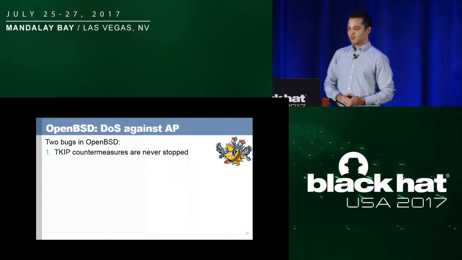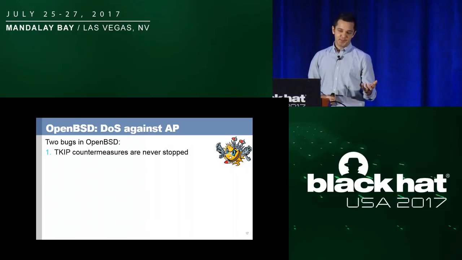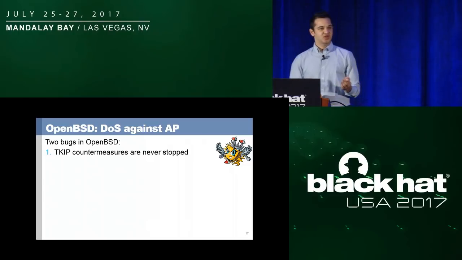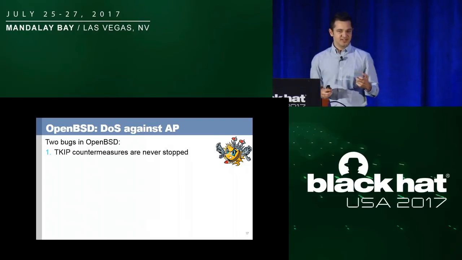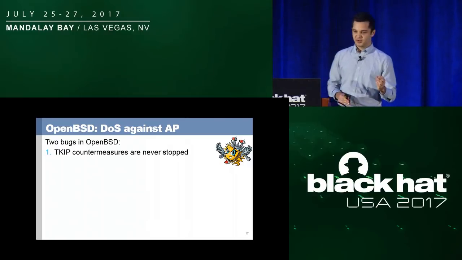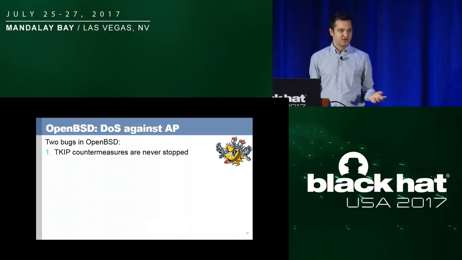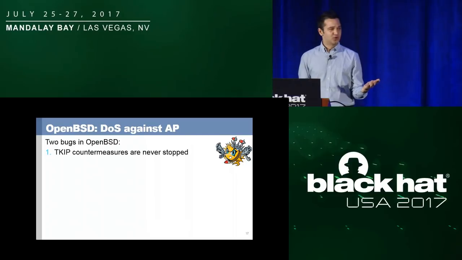So now to the more interesting part of our examples. We have also tested the OpenBSD implementation of the Wi-Fi handshake. And here we found several issues as well. In the first issue, we are able to perform a denial of service attack against the access point. This is based on two vulnerabilities in the implementation of OpenBSD. The first vulnerability is that OpenBSD never stops the TKIP countermeasures. Now, what are these TKIP countermeasures?